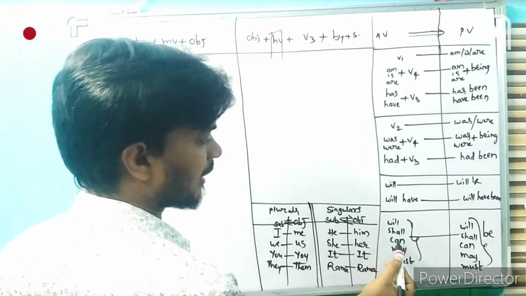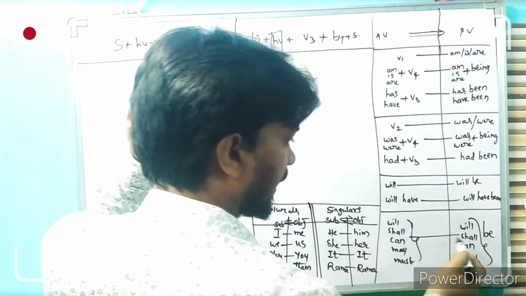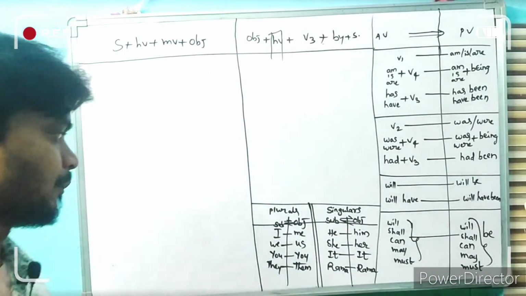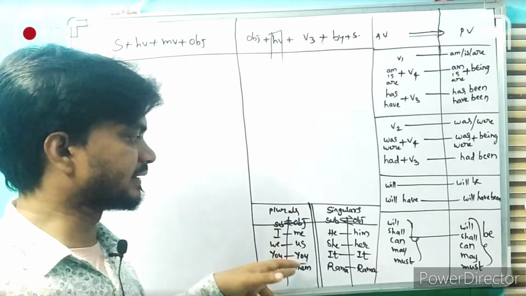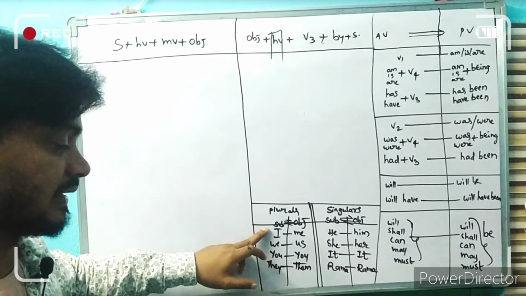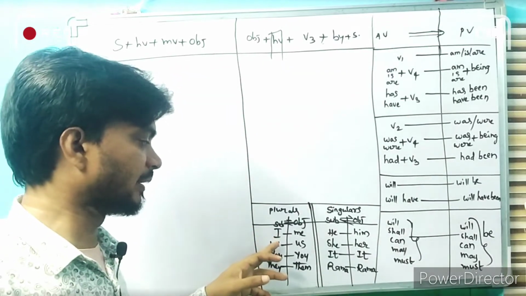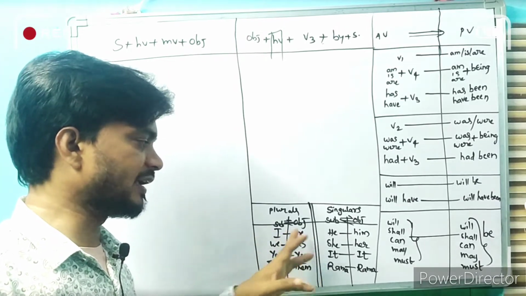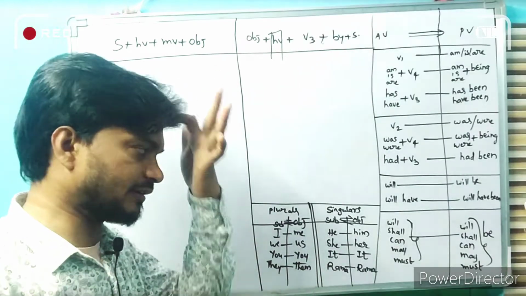Just like will, we have shall, can, may, must. Okay, this will be changed into will be, shall be, can be, may be. Here I have written subject and object forms also. Subject is nothing but in the beginning, object is nothing but at the end. So if it is I in the beginning, the end form of I is me. End form is nothing but the object place.